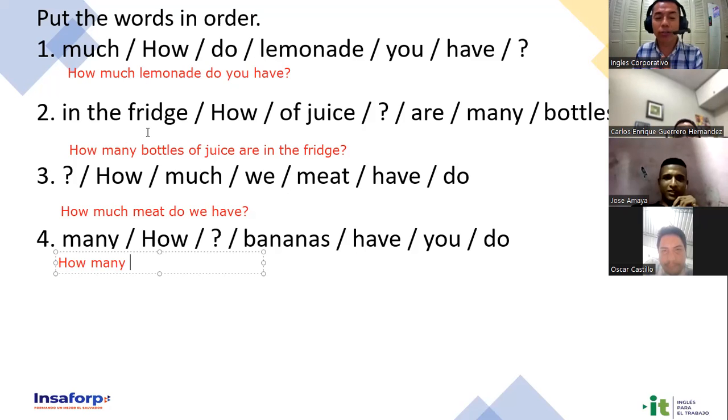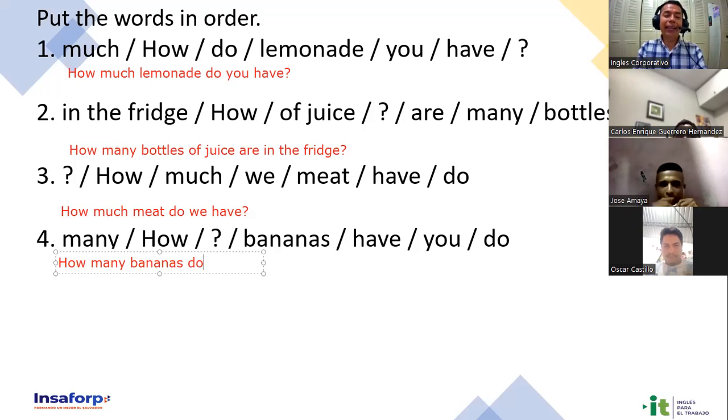How many bottles? How much meat? Notice, Enrique, that after how many and how much, we have something. We have a countable or no countable, right? In the case of how much lemonade, we have lemonade. In the case of bottles of juice, how many bottles of juice do we have? In the case of the meat, we have meat, right? Understand? So in this case, you need an object, a name, a noun. Necesita un nombre de un algo que se cuente o no se cuente. So okay. How many? How many bananas do you have?